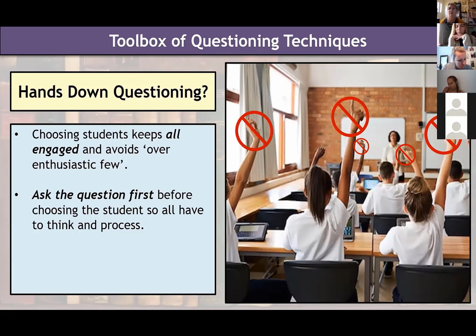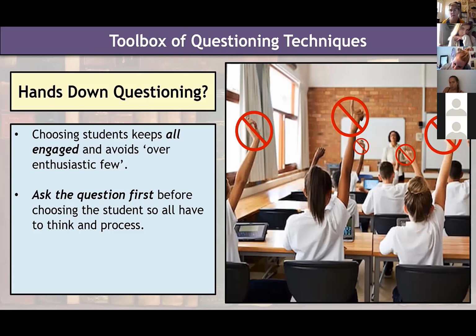I know it feels a bit harsh, but it gets every student thinking. And Rosenshine, I remember when we were doing our PGCE, some of you would have looked at Rosenshine. It was all about asking the question first, posing the question, getting them all to think that it could be me, so I have to know the answer.